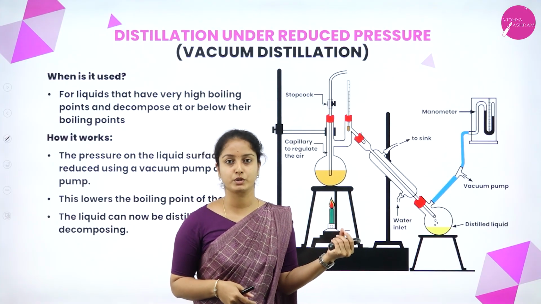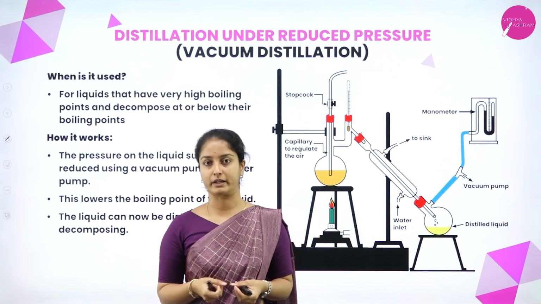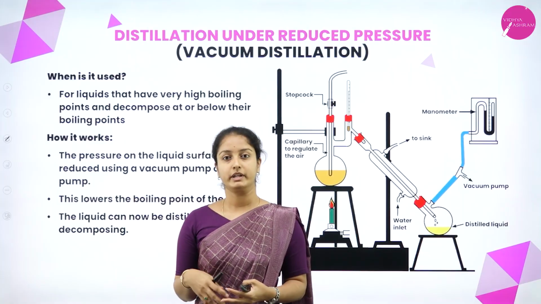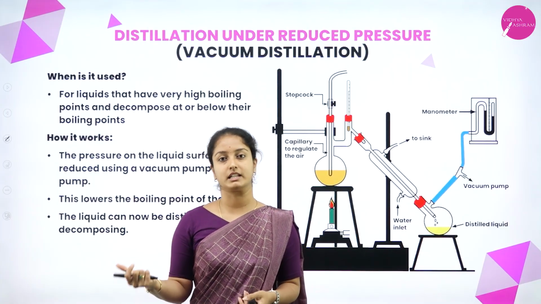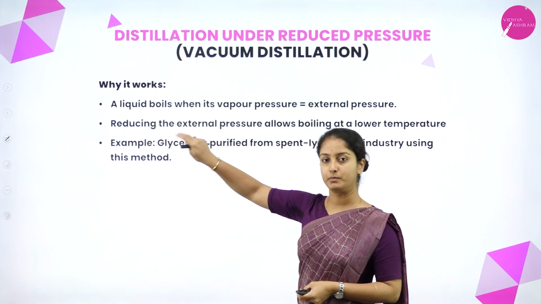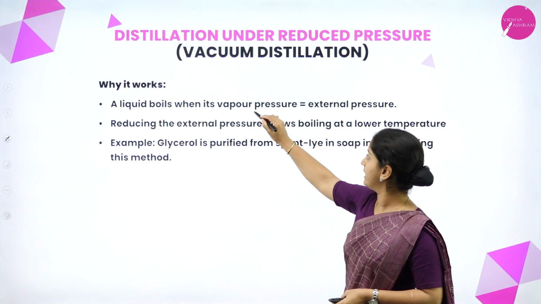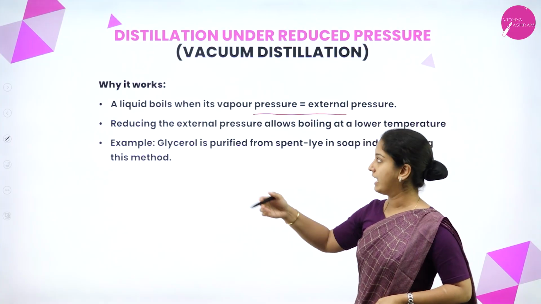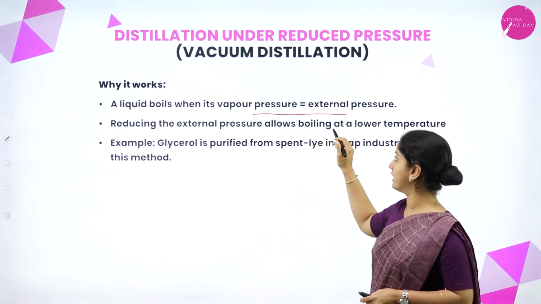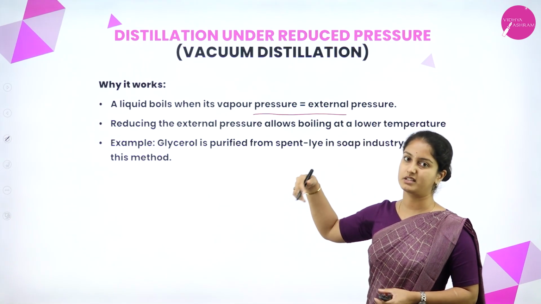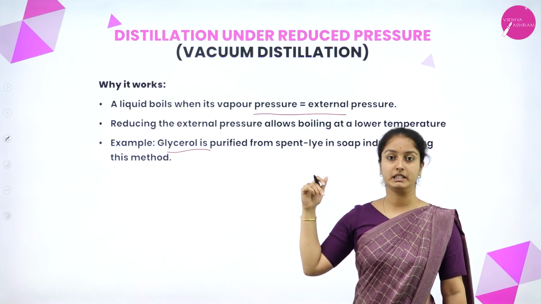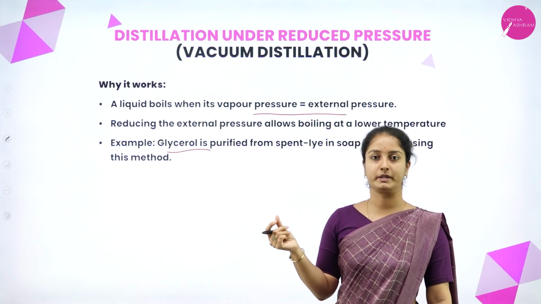The pressure on the liquid should be reduced using a water pump or vacuum pump so that the boiling point gets reduced. Then the liquid can be distilled without decomposing. Why it works is, when a liquid boils, its vapor pressure is equal to the external pressure, and therefore reducing the external pressure allows boiling at a lower temperature without decomposing. For example, glycerol is purified from the spent lye that is used in the soap industries.